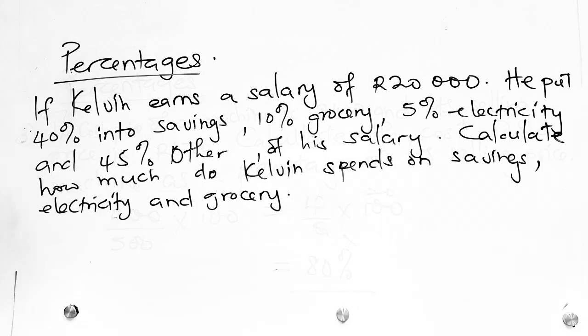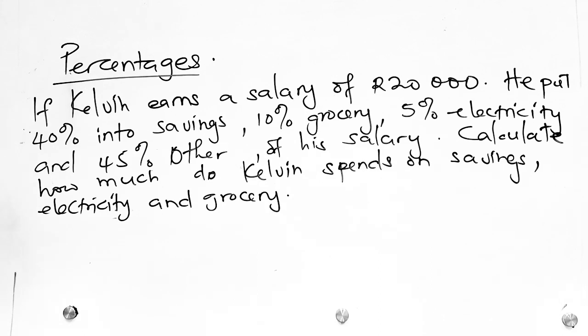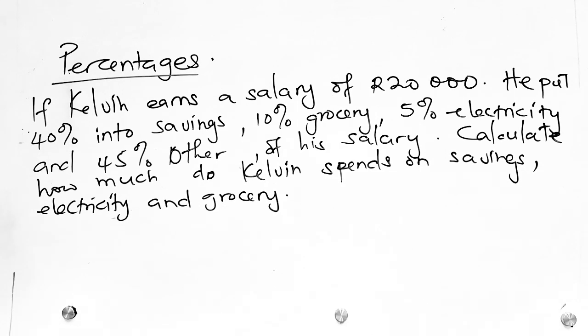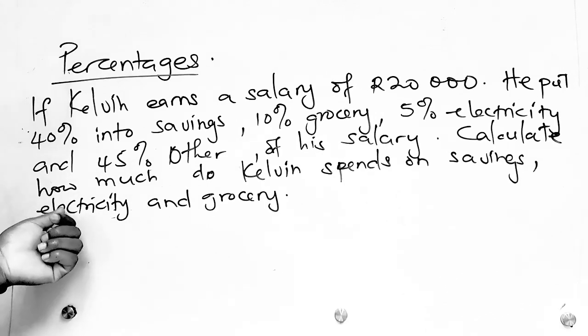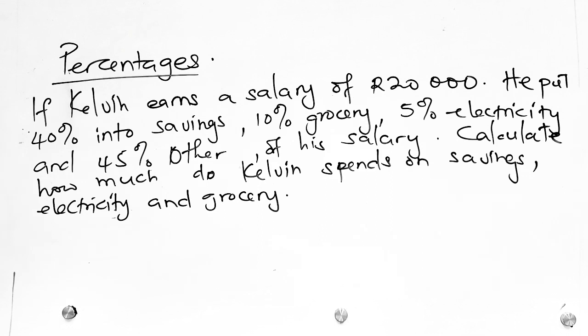If Kelvin earns a salary of 20,000, he puts 40% into savings, 10% grocery, 5% electricity, and 45% other of his salary. Calculate how much Kelvin spends on savings, electricity, and grocery. So here we need to find how much is 40% of 20,000, as well as how much is 10% of 20,000, and how much is 5% of 20,000. So that's what the question is asking us to do.